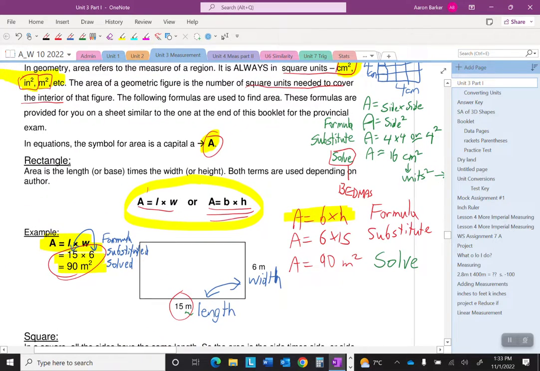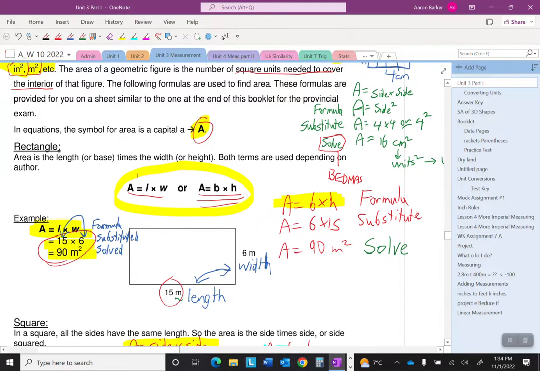Whichever one you like is fine. There's no difference. How many people want to use base times height? Hands up. How many people want to use length times width? Hands up. Ooh, a lot of people don't want to do anything. Shame, shame. Okay. Any questions with the rectangle? So instead of width and height, you could also use the words base. So length and width, base and height. And they can interchange. You guys good? Next one, the square.